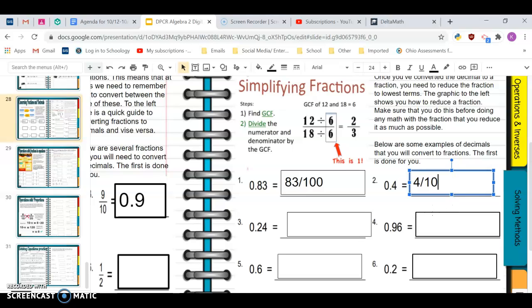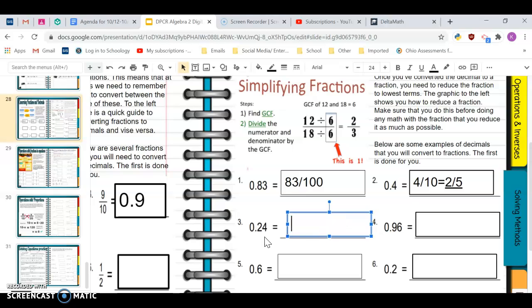So let's take a look at that. In order for us to divide 4 and 10 by the same number, they can both be divided by 2. If I divide both of these by 2, 4 divided by 2 is 2, and 10 divided by 2 is 5. That means it is actually 2 over 5. We actually simplified that, so I'm just going to underline that.